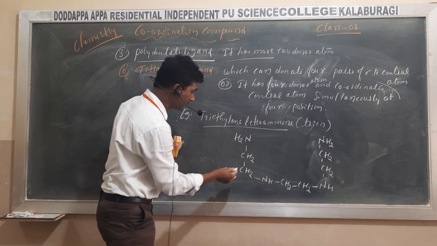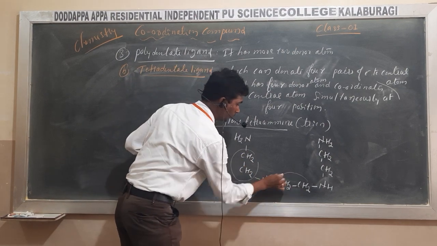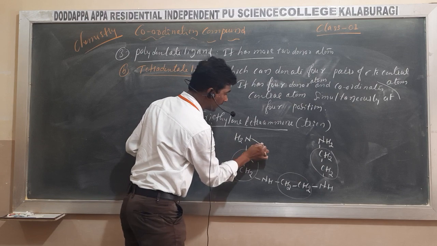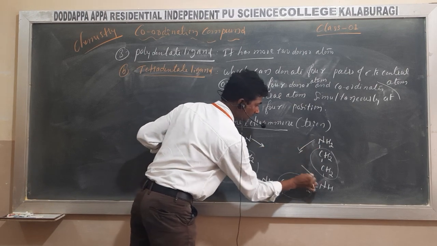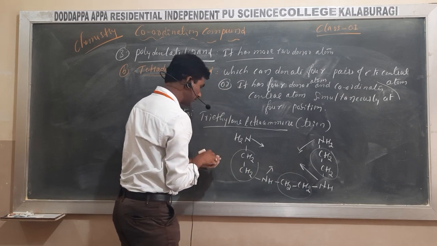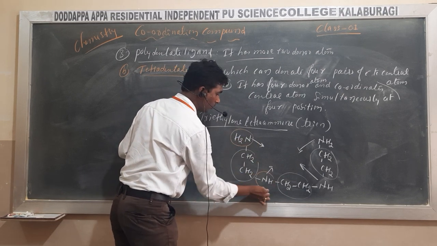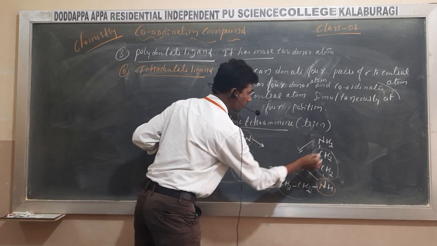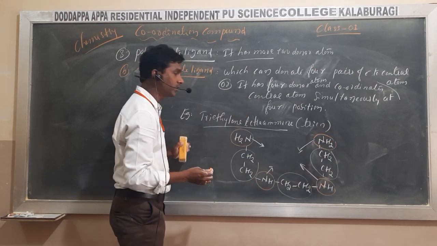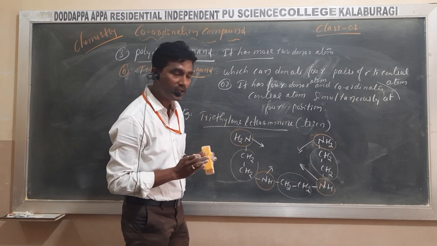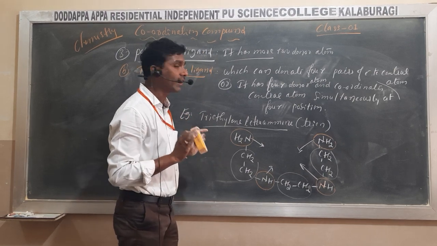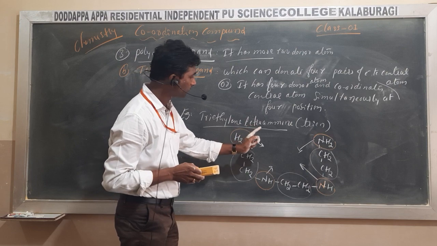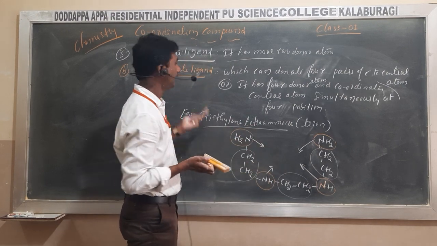What is the name? Triethylene. How many ethylene groups? 1, 2 and 3. This is triethylene. How many amines? Tetraamine: first amine, second amine, third amine and fourth amine. How many donors are here? First donor, second donor, third donor is NH, and this is the fourth donor. Total 4 donor atoms, all nitrogen. Hence it is a tetradentate ligand. It forms 4 coordinate bonds, so it is called a tetradentate ligand.